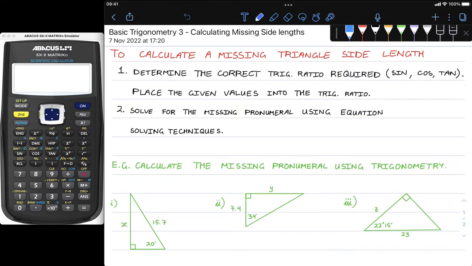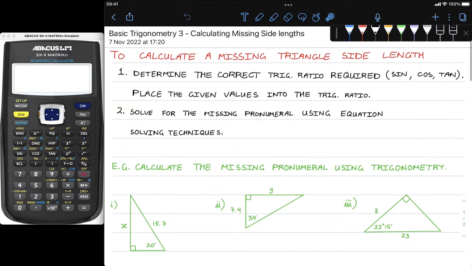To calculate a missing triangle side length, we do this in two steps. The first step is we determine the correct trig ratio required, so sine, cos, or tan, remembering SOHCAHTOA, and then place that into the correct ratio. And then step 2, we solve for the missing pronumeral using equation solving techniques.